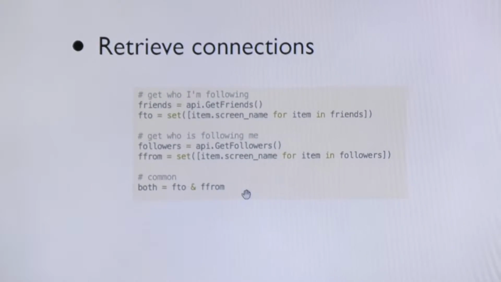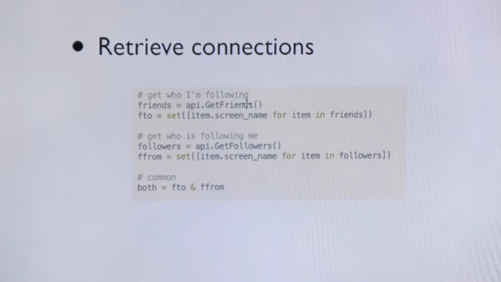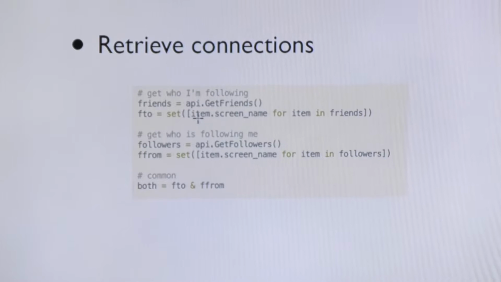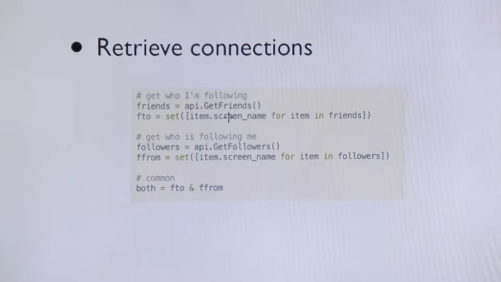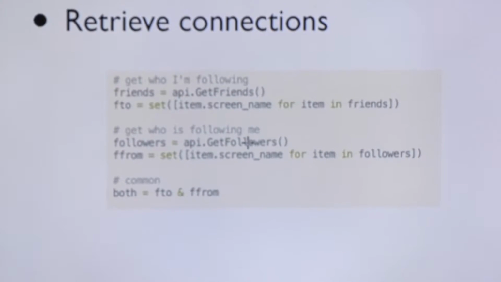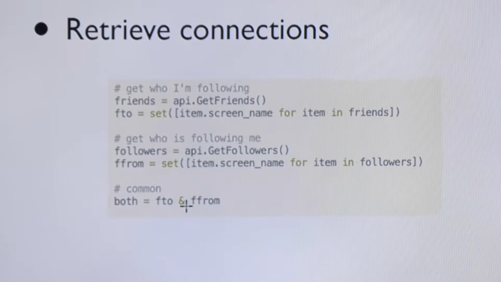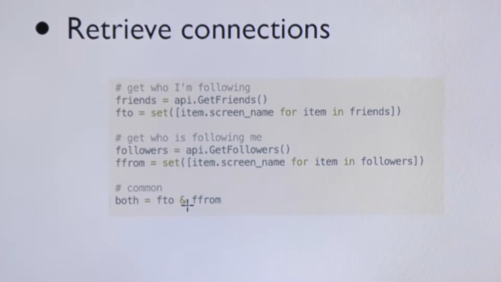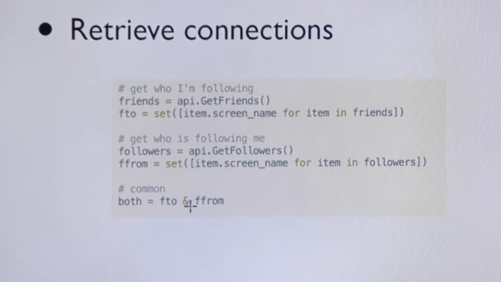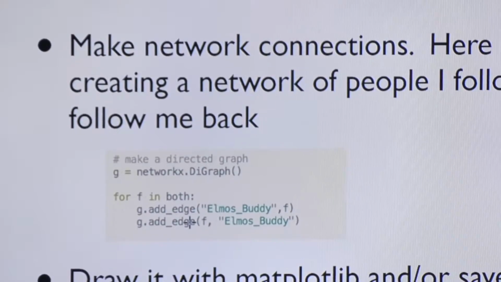And then retrieve your connection. In Twitter, the people you follow are called your friends, so that's what this method is doing here. I'm going to retrieve all the people I follow, capture the screen names in a list and then turn it into a set. Then I'm going to get the people who follow me. And then I'm just going to do a simple set intersection to capture who follows me and who I follow.